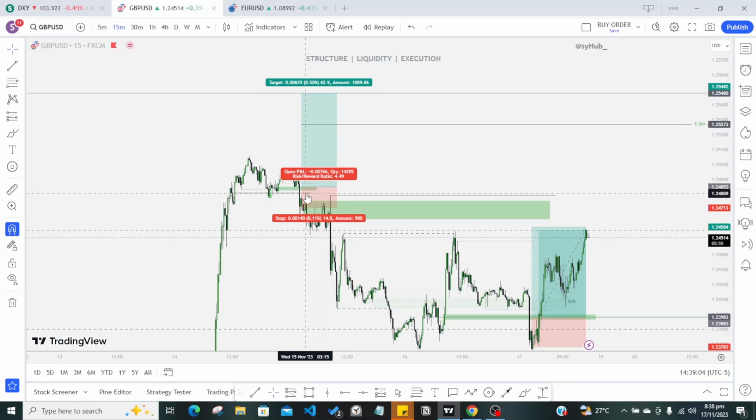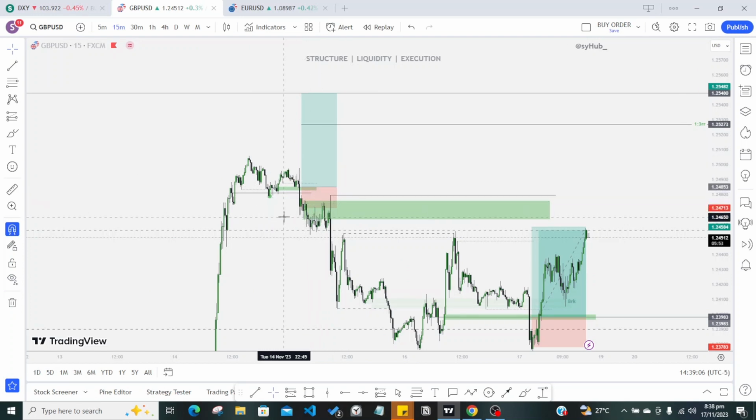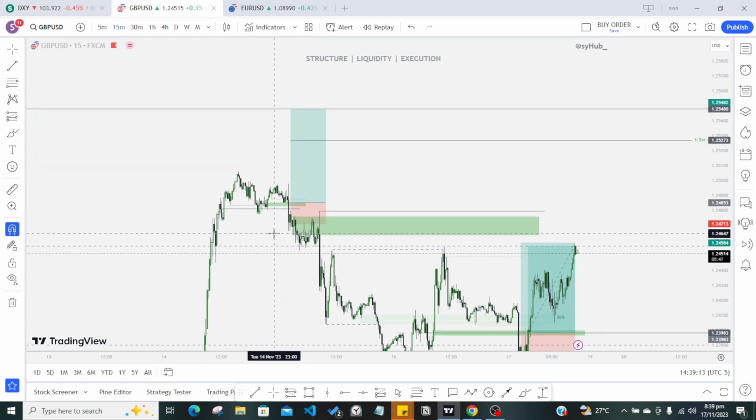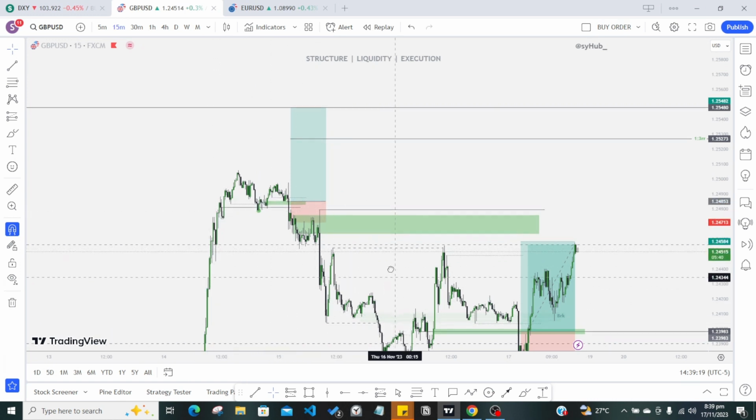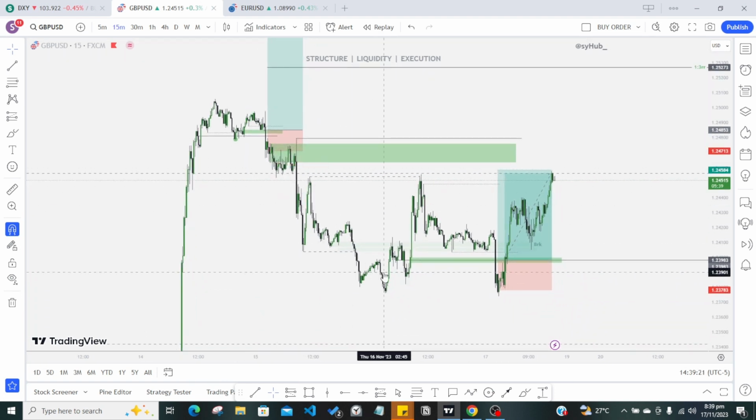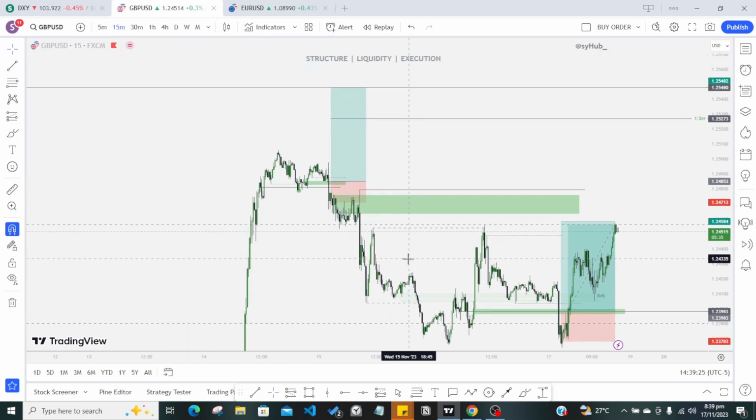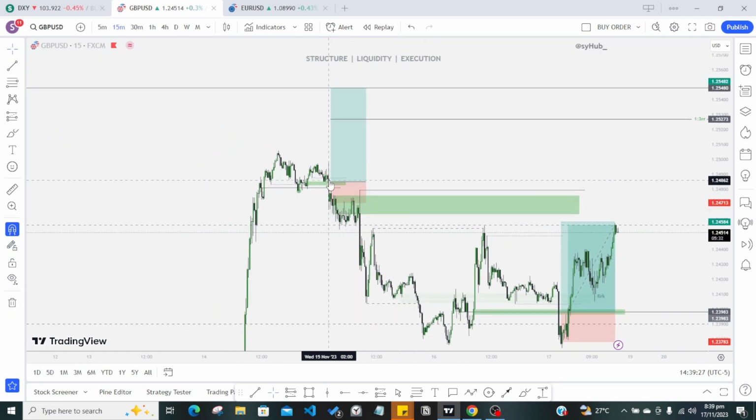GBP USD, which was on Wednesday, the second trade I had before that Euro USD trade. This was me buying at premium zone after this huge Tuesday CPI bullishness. I wasn't expecting price to have a deep retracement, but clearly I was wrong. So price retraced and took me out of that trade.